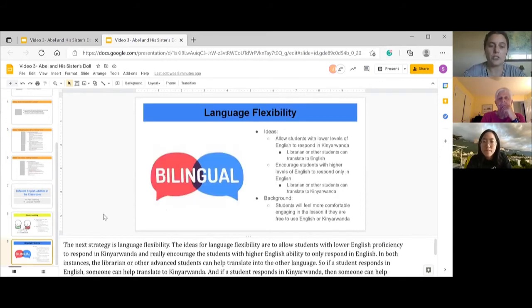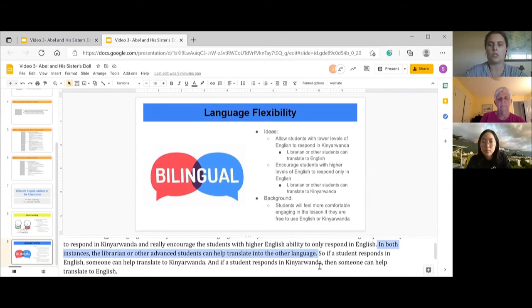And so the next strategy is language flexibility. There's not really like a key term or one way to say this. It's just, you know, language flexibility or bilingual language in a classroom. And so the ideas for this are to allow students with a lower English proficiency to respond in Kinyarwanda and really encourage the students with the higher English ability to only respond in English. And then in both of these instances, the librarian or other advanced students can help translate into the opposite language.